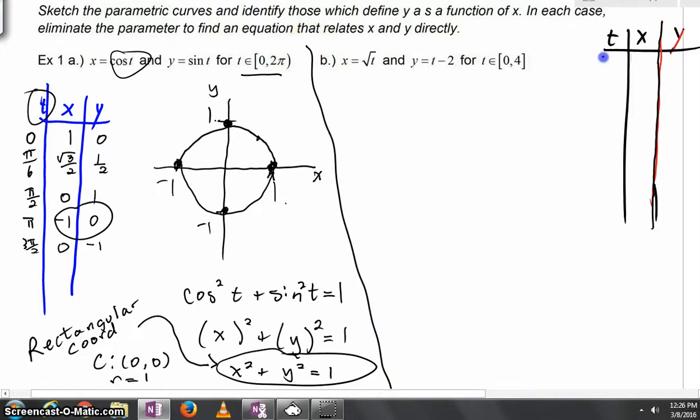Well, let's real quickly see what's going on with b. You can see our t is different. We're going to say 0, 1, 2, 3, and 4. And let's go ahead and just begin to evaluate what x is. X is going to be the square root of t. Well, the square root of 0 is 0. The square root of 1 is 1. Here we'd get the square root of 2. Here we'd get the square root of 3. Square root of 4, of course, you'd get 2.